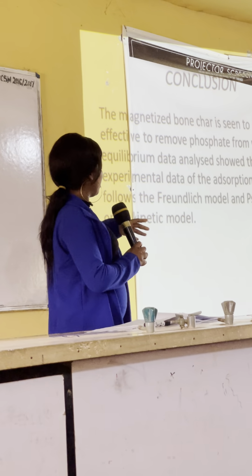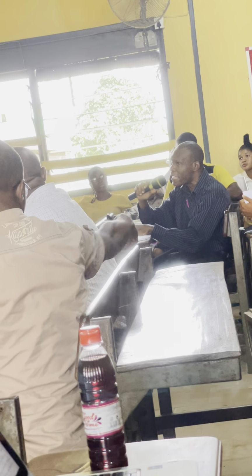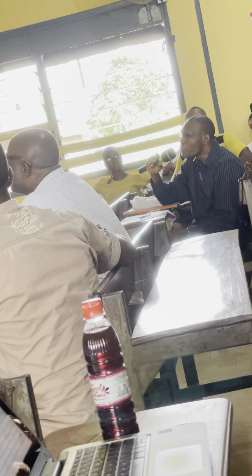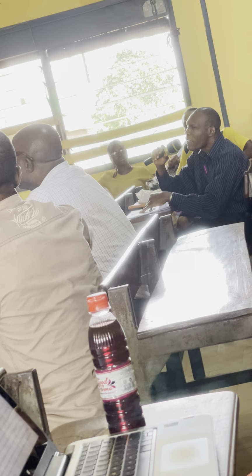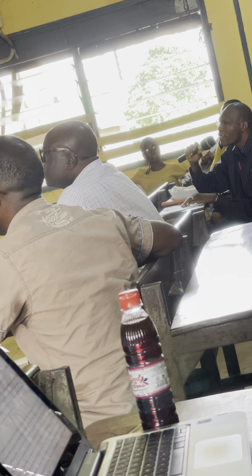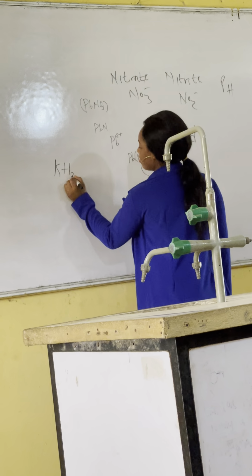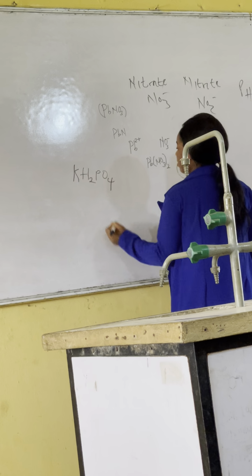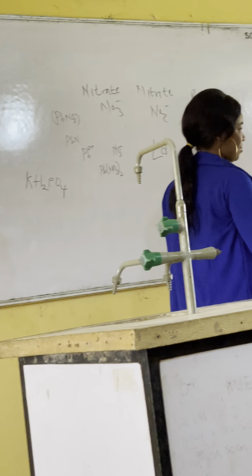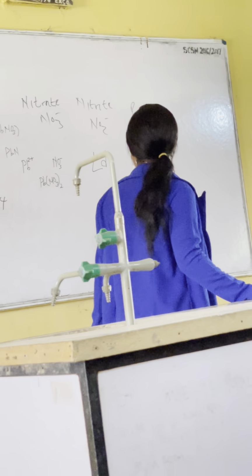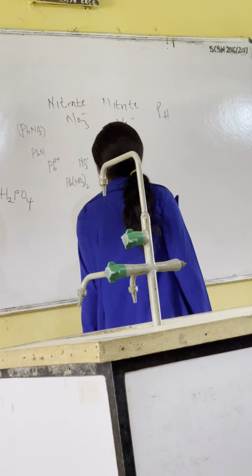Young lady, thank you for your presentation. You said you used potassium dihydrogen phosphate. Can you write the formula at the bottom? Take that pen. One other question, because we had asked somebody this same question, that's why I'm asking you. What's the oxidation number of phosphorus in that? You can calculate it.